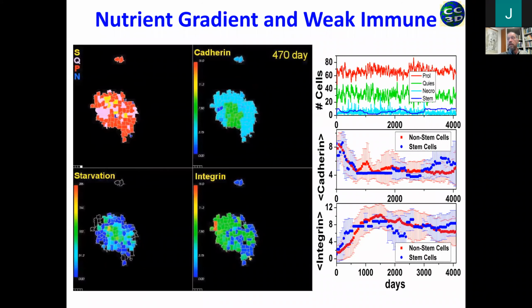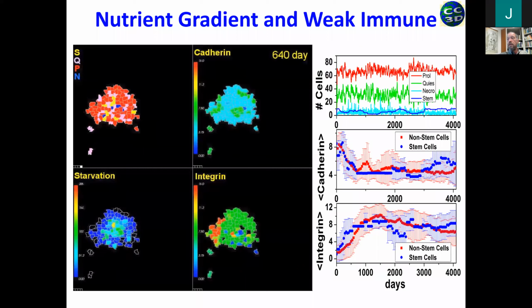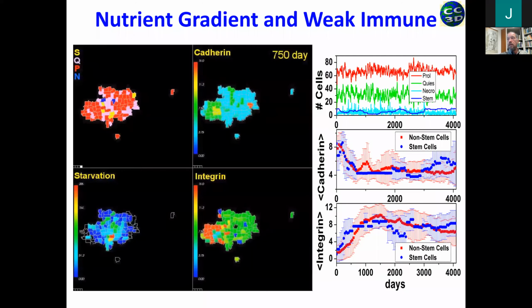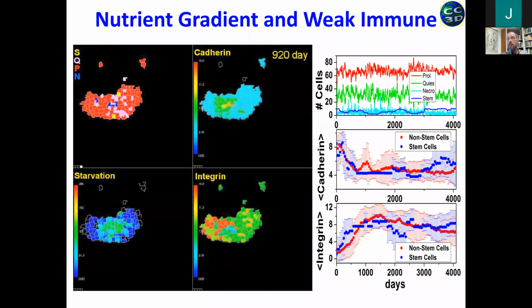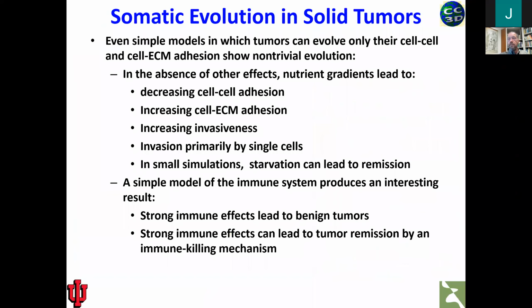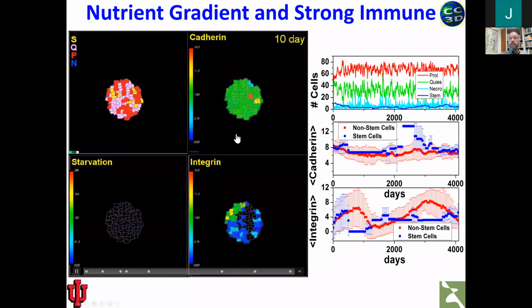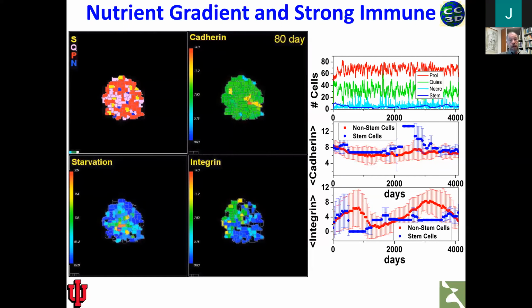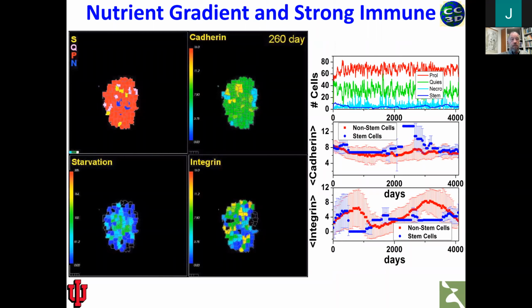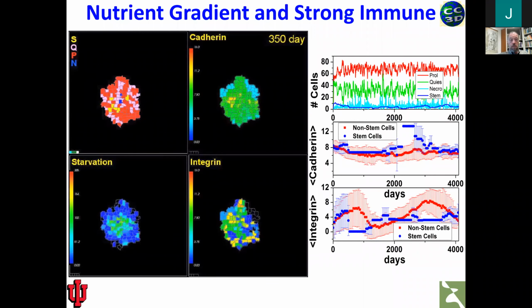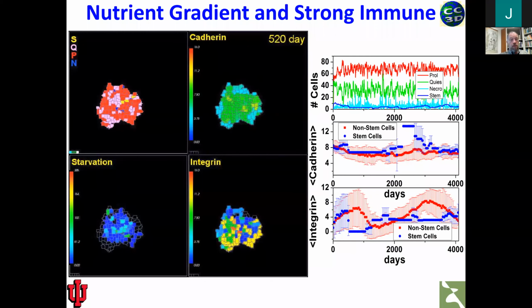I'll let this run for a minute so that it actually shows the invasive behavior. And if the immune response is strong, you see that the tumor stays compact. So the same selection pressure within the tumor, but a different immune response leads to a different outcome for the overall selection.